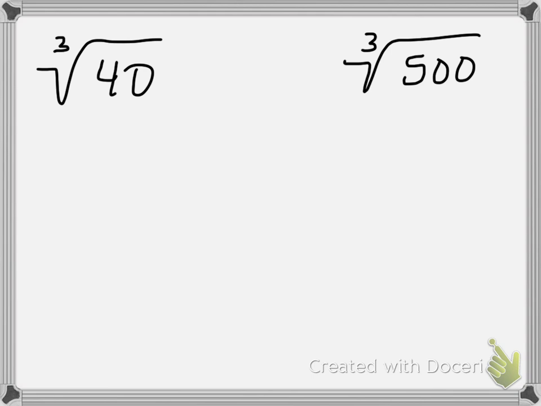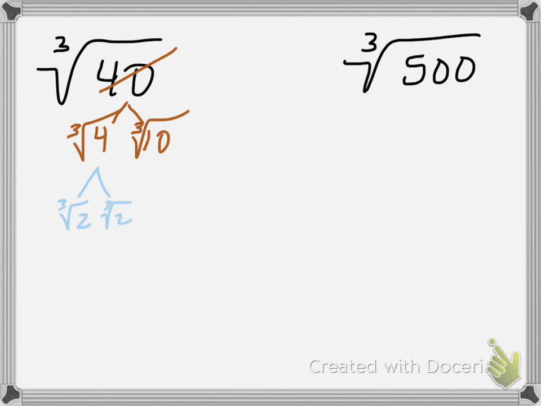I may do it a little bit different way, but the first thing I notice about this 40 is 4 and 10, because the 0 tells me 10. So I know I could break it into 2 smaller numbers. So that 40 is now gone. Now this 4 can break down into a cube root of 2 times a cube root of 2. It's now gone. Well, the 10 breaks down into a cube root of 2 times a cube root of 5. The 10 is now gone.